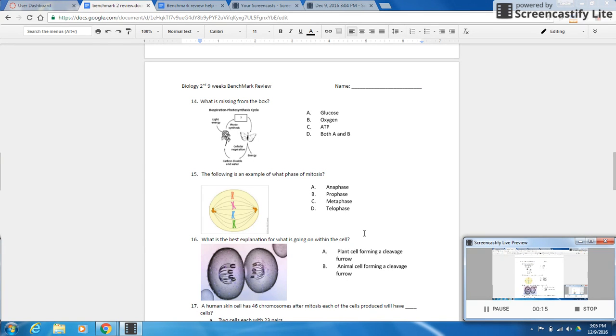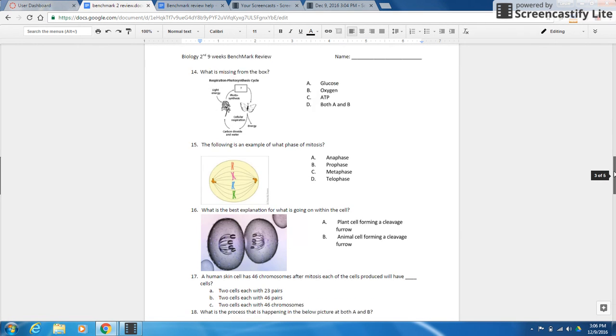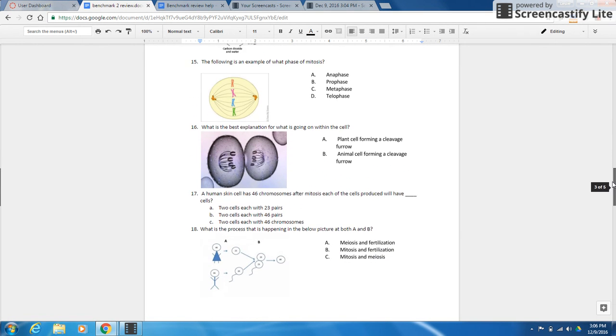All right, number 14 says, what's missing from the box? We're looking at photosynthesis and cellular respiration, and most of these give you a clue to what's missing. I know that photosynthesis and cellular respiration both use glucose, that's C6H12O6. Both of them use oxygen. However, they don't both use ATP. So what's missing from the box is both glucose and oxygen, and all I had to do was simply look and see that.